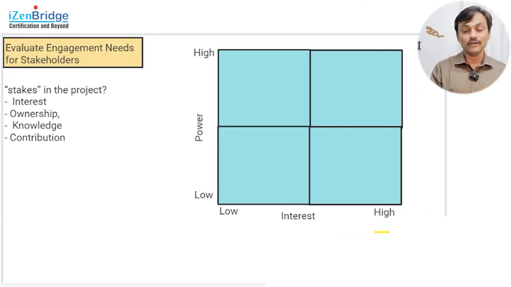Maybe this is a vendor group, this is a customer group, this is a senior management group, this is my team members group. I need to put categorization. Now, why do I do categorization?